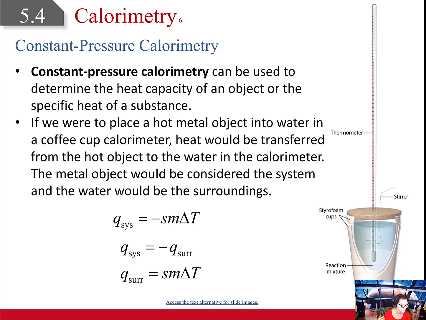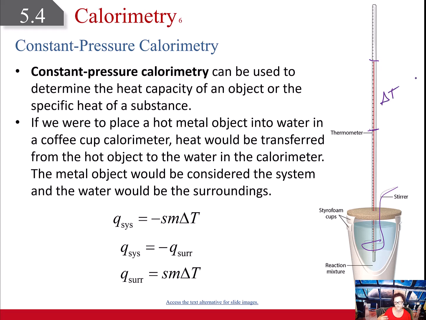Okay, and so this is really what it looks like. You have just a coffee cup. A lot of times we'll nest them and have 2 in there. We have water. We have a thermometer. We might have a stir thing in there to make sure that we can make the reaction go as quickly as possible. And then we're going to look at what the beginning and the ending temperature is, and that'll give us our delta T.